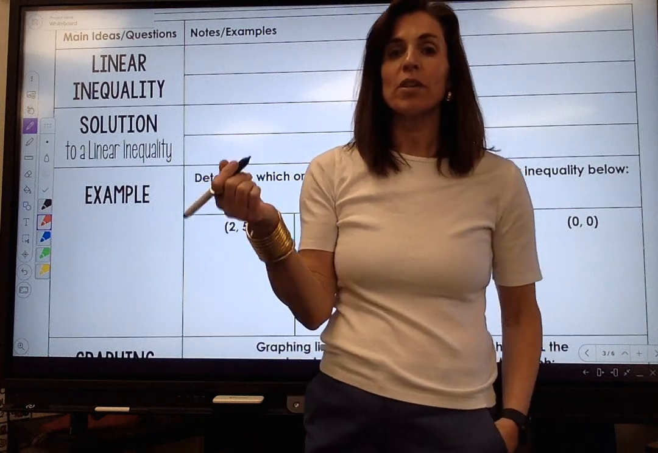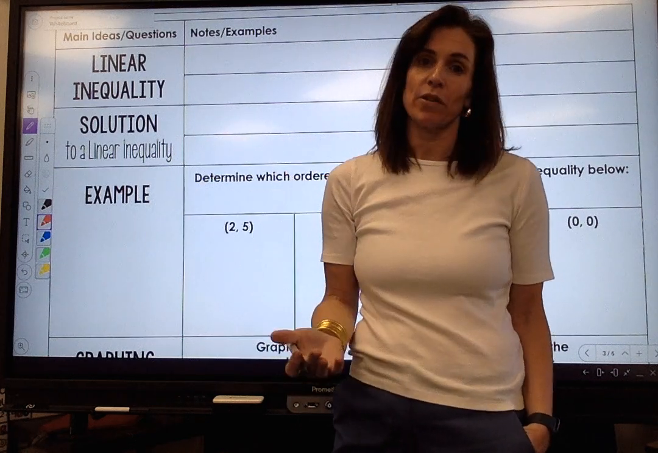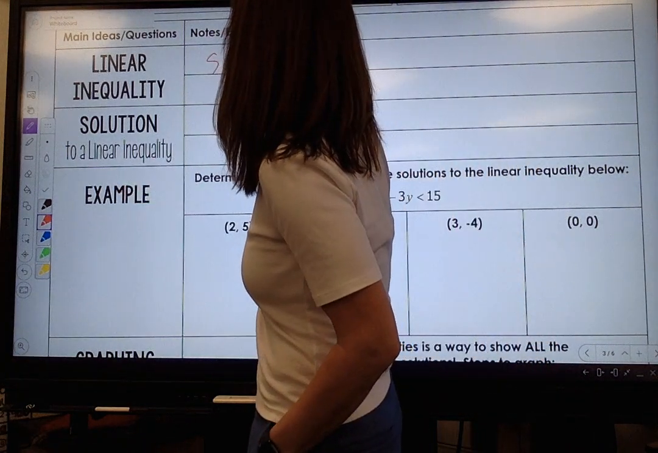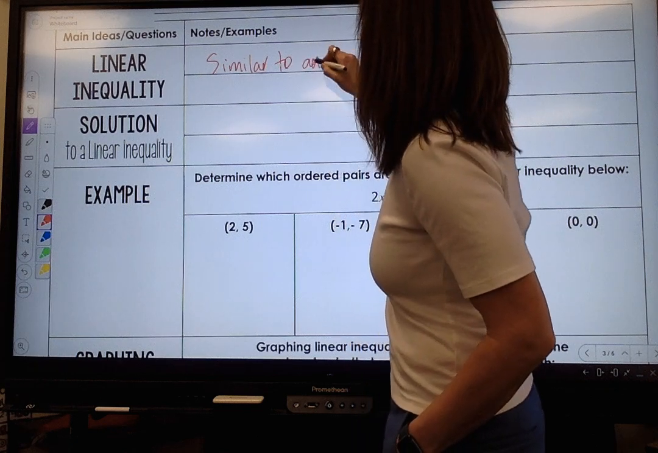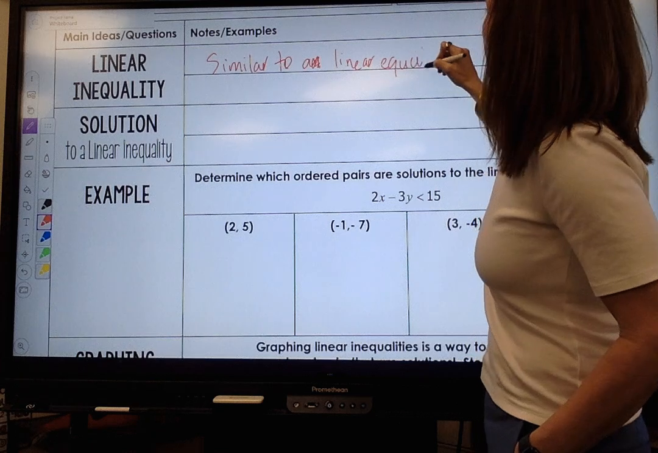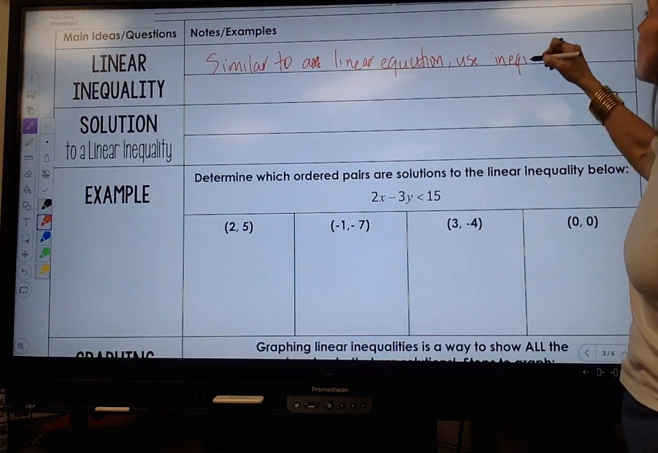In this section, we're going to be talking about linear inequalities, but first we need to know what is a linear inequality. Well, it is very similar to a linear equation, except it uses inequality symbols.